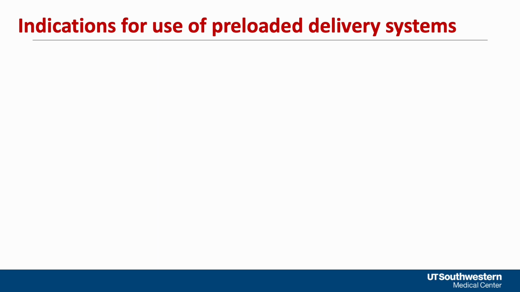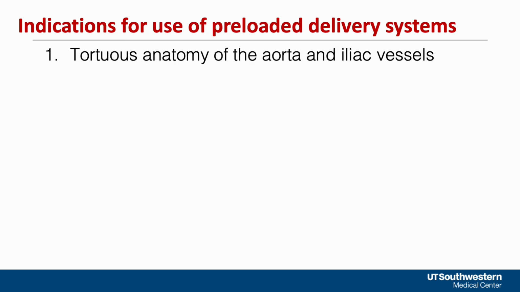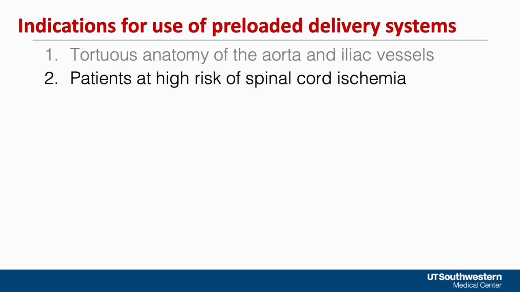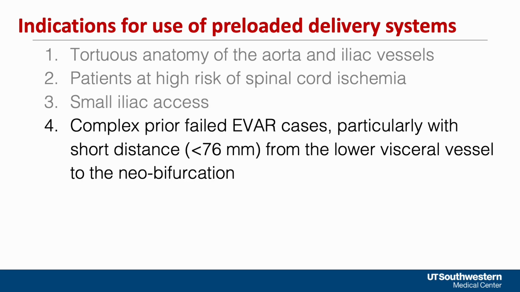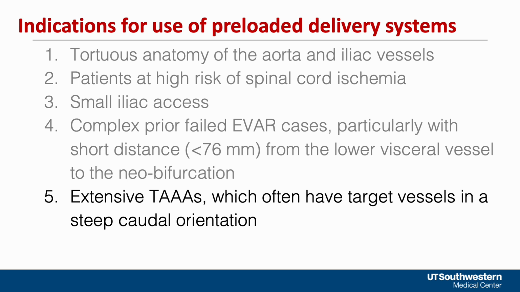Indications for the use of preloaded delivery systems are tortuous anatomy of the aorta or iliac vessels, in which the use of steerable sheaths to access target vessels may be difficult; patients with high risk of spinal cord ischemia; patients with small iliac vessels; patients with complex prior failed EVARs with short distance from the lower visceral vessel to the neobifurcation; and patients with extensive thoracoabdominal aneurysms, in which often the target vessels are in a steep caudal orientation.